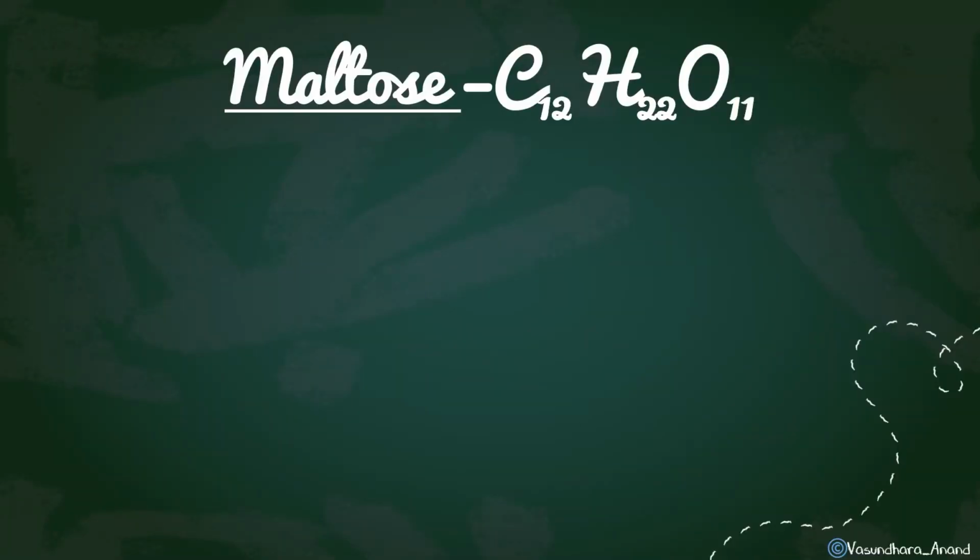Today we are going to start the second disaccharide, and that is maltose. Its general formula is also the same as sucrose, that is C12H22O11. But what is the basic difference between sucrose and maltose? That is the glycosidic linkage that we will do.